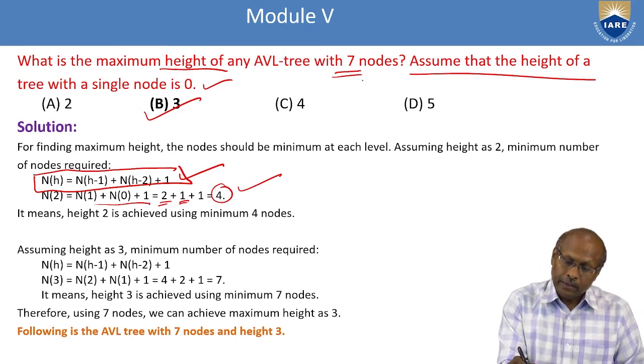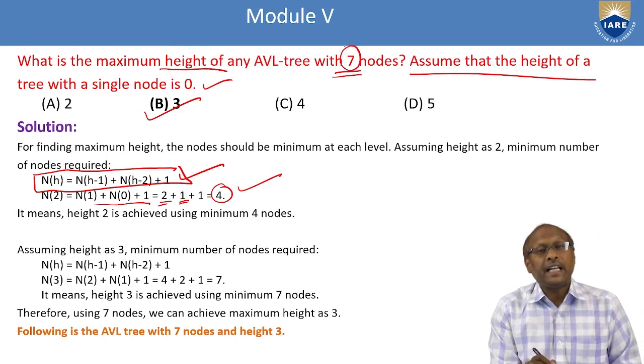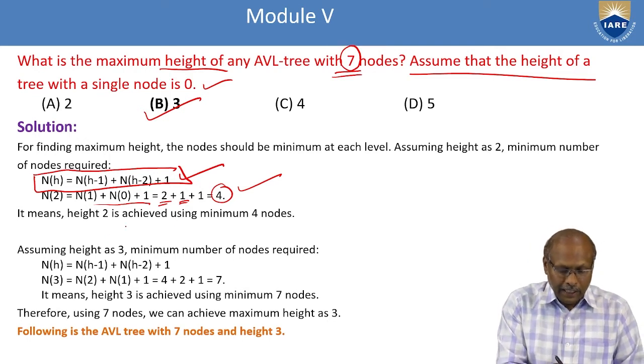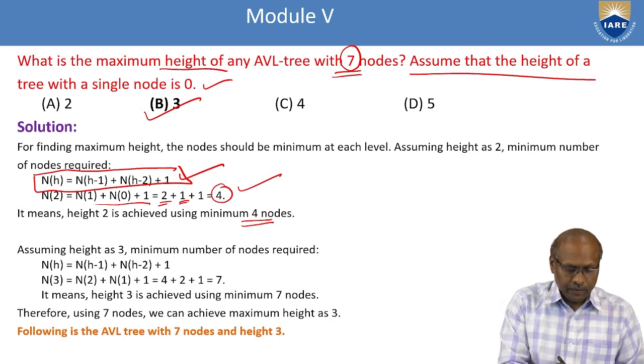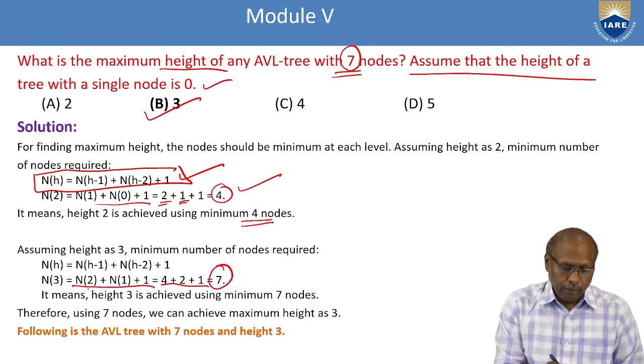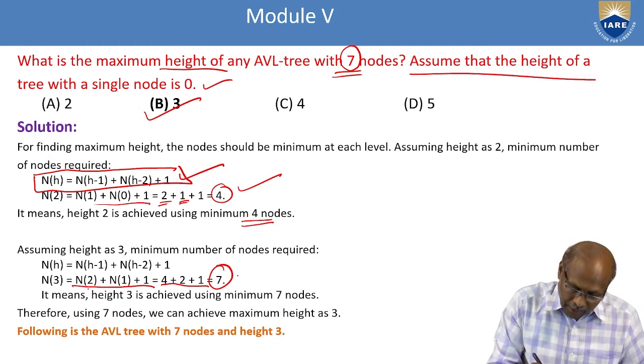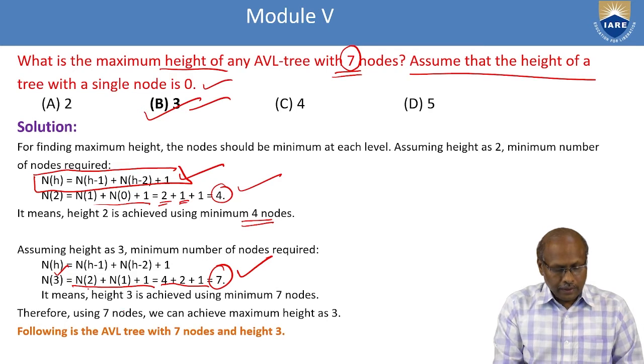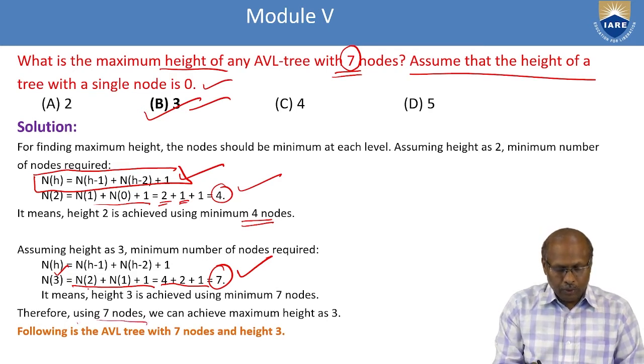But here the question is what? Number of nodes should be 7. Then what is the height? What is the maximum height? It means that if height is 2, we can achieve with 4 nodes. Similarly, if the height is 3, N of 3 equal to N of 2 plus N of 1 plus 1, so 4 plus 2 plus 1, that is 7. So for number of nodes 7, the height will be 3. So the answer is 3. Therefore, using 7 nodes, we can achieve the maximum height 3.